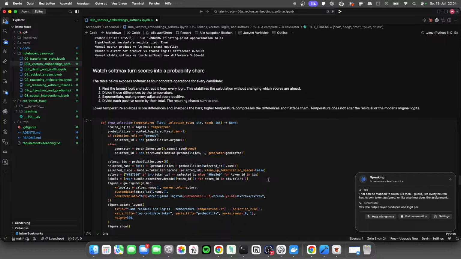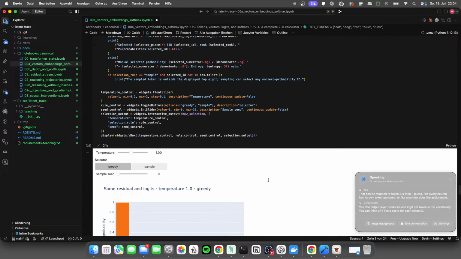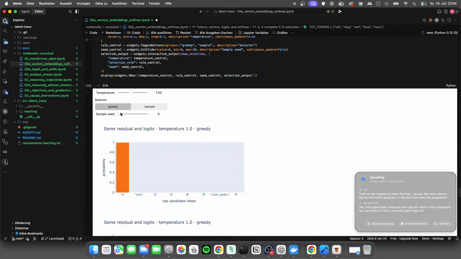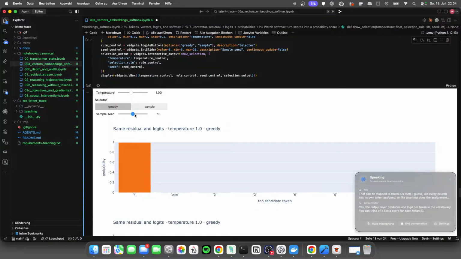Yes, the output layer produces one logit per token in the vocabulary. You can think of it like a score for each token ID. It's not literally one neuron permanently assigned to a token in a physical sense, but functionally it acts that way. The final projection maps the hidden state into a vector of scores over the vocabulary. The highest score is the most preferred next token before softmax and decoding. So, yes, each logit corresponds to a token ID, and together they form the model's belief about what should come next.